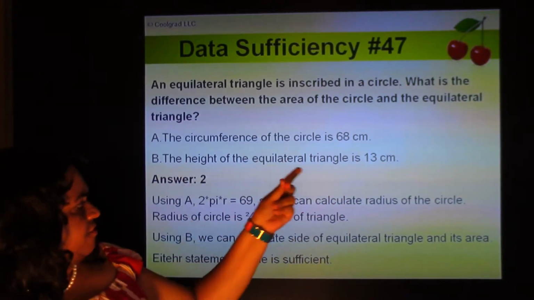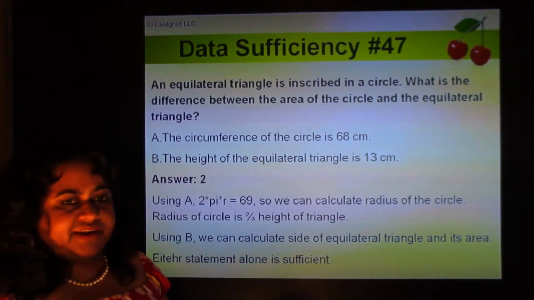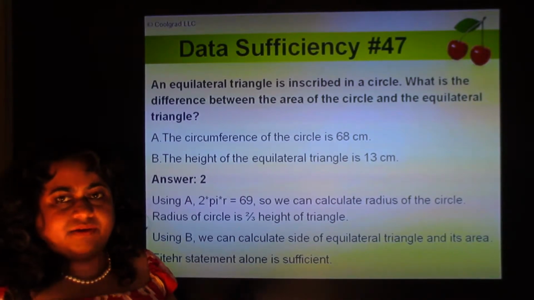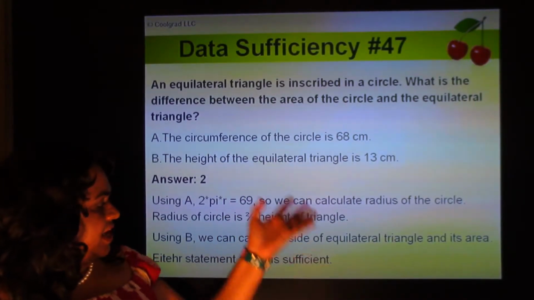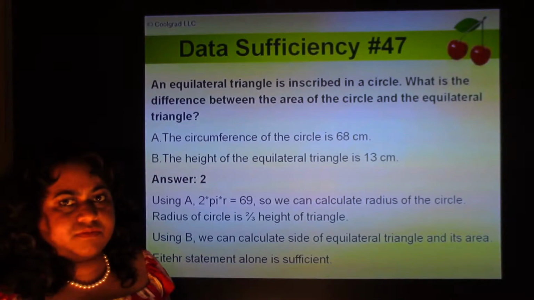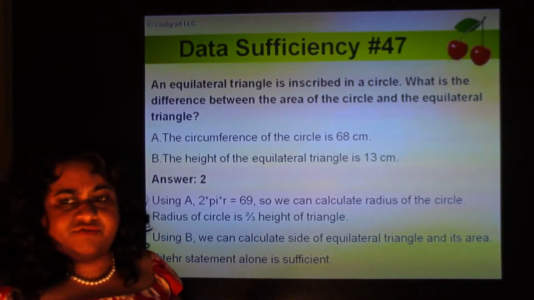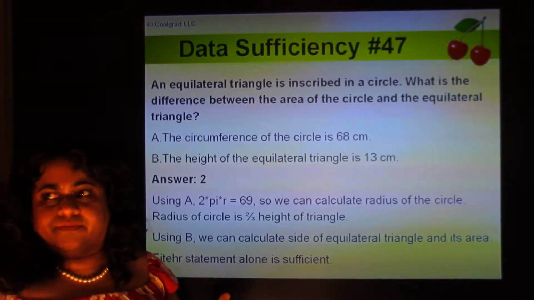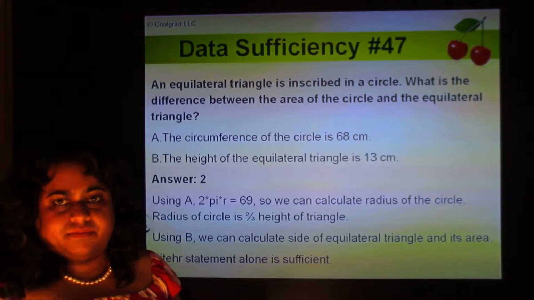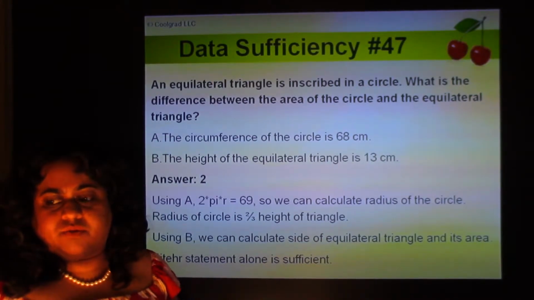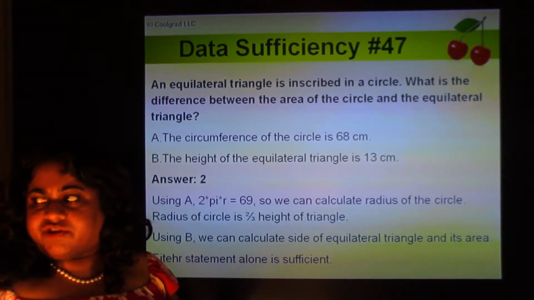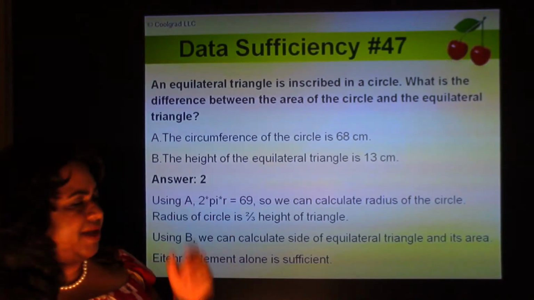So from the height of the equilateral triangle, we calculate the radius. Using either statement alone, we can solve for the area of the circle and the area of the equilateral triangle, and we can get the difference. So either statement alone is sufficient. So we pick option 2.